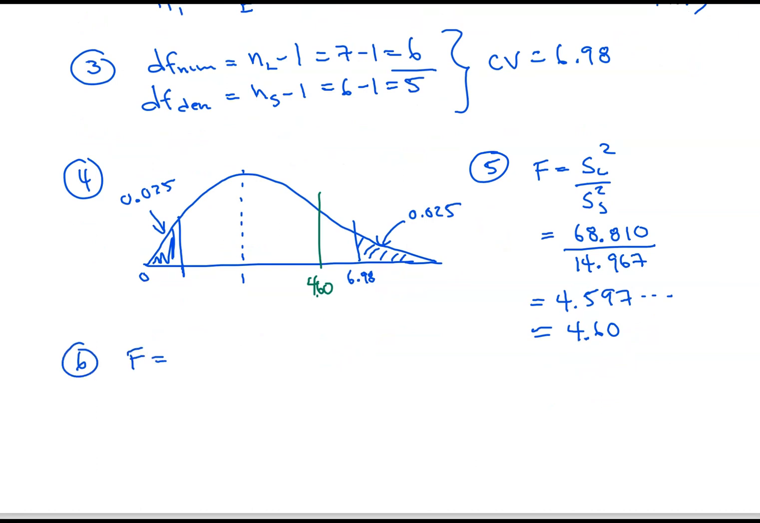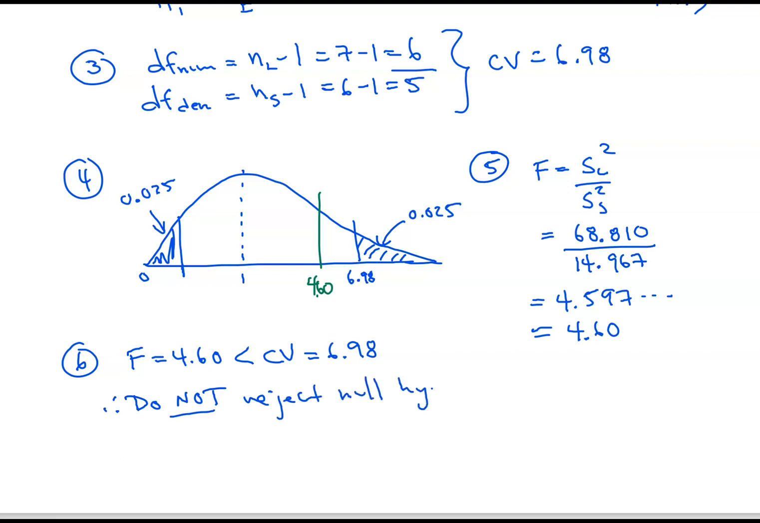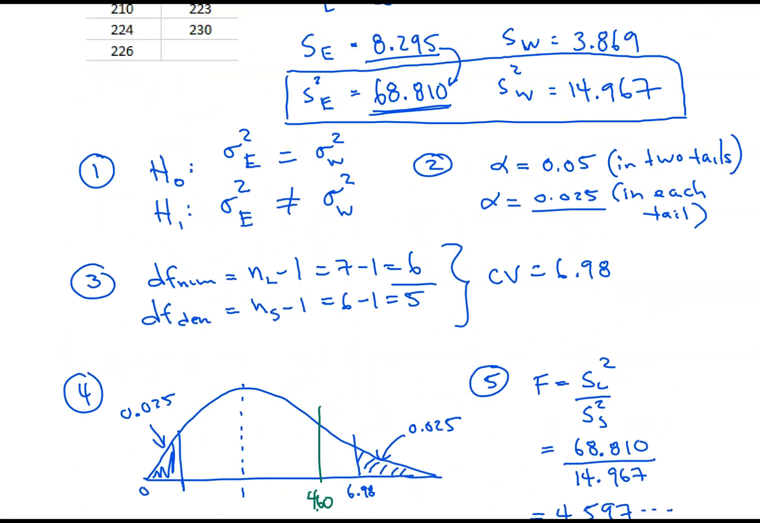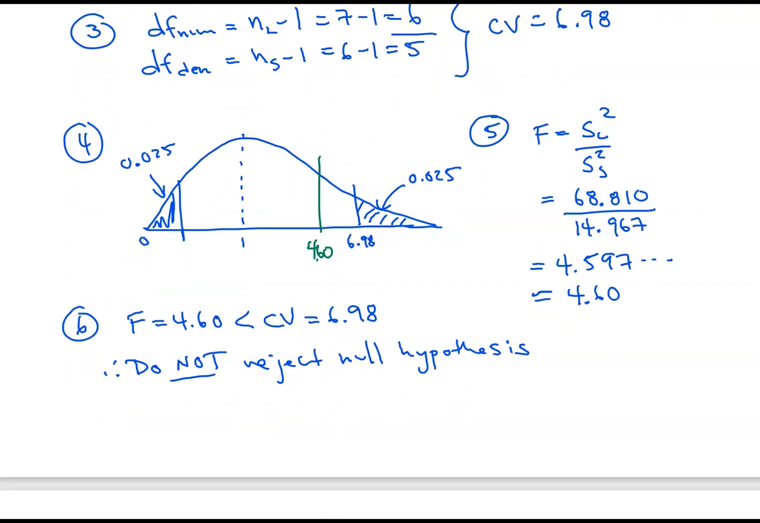So F, 4.60, is less than my CV 6.98, or F is not in the critical region. Therefore, do not reject the null hypothesis. So we were trying to get that proof by contradiction. So unfortunately we can't cross this one out and support this one. So do not reject. There's not any evidence of our alternative. So do not support the alternative.